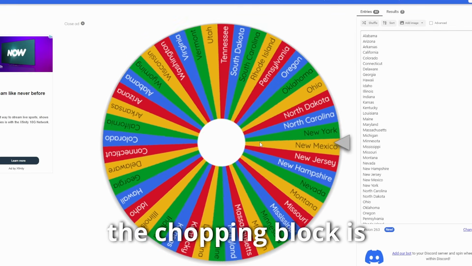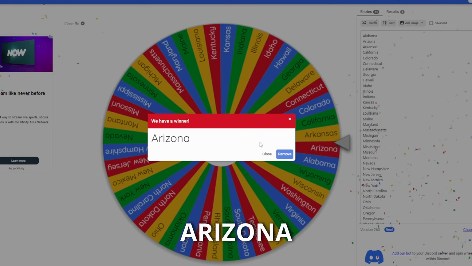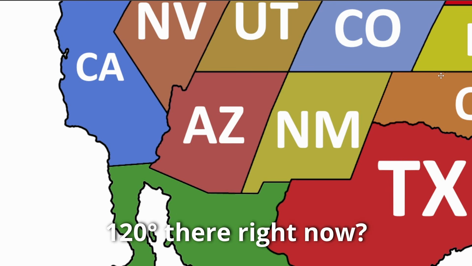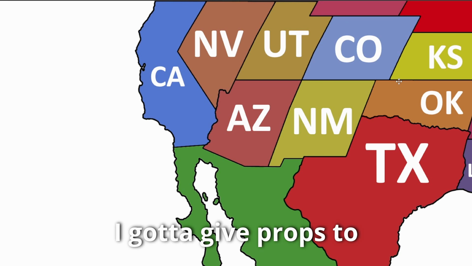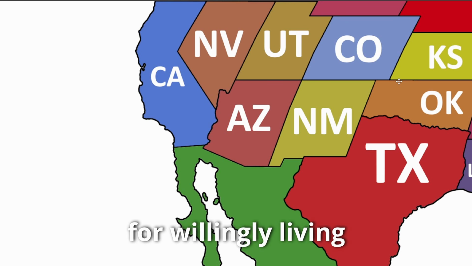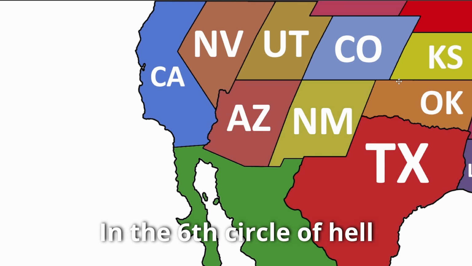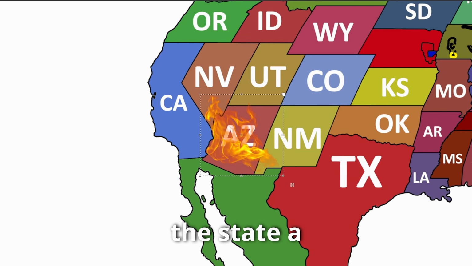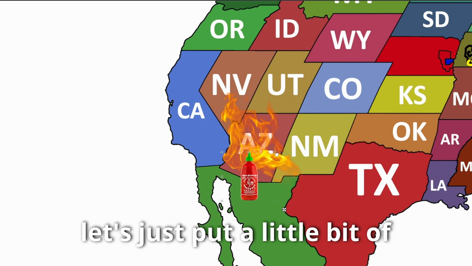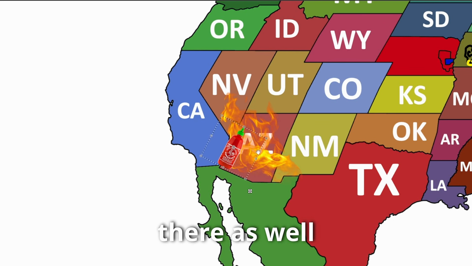Next state on the chopping block is Arizona. Isn't it like 120 degrees there right now? You know what? I gotta give props to all the Arizonans out there for willingly living in the sixth circle of hell. Let's just make this state a little more accurate. Let's just put a little bit of sriracha sauce there as well. And now we'll put Sean Evans from Hot Ones to finish it off. And there we go. Arizona has been fixed.